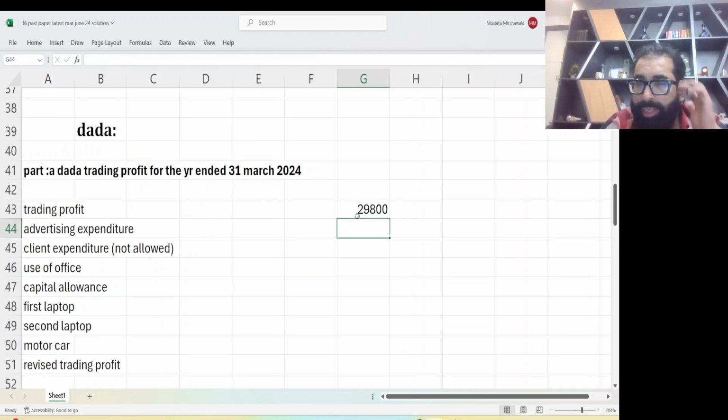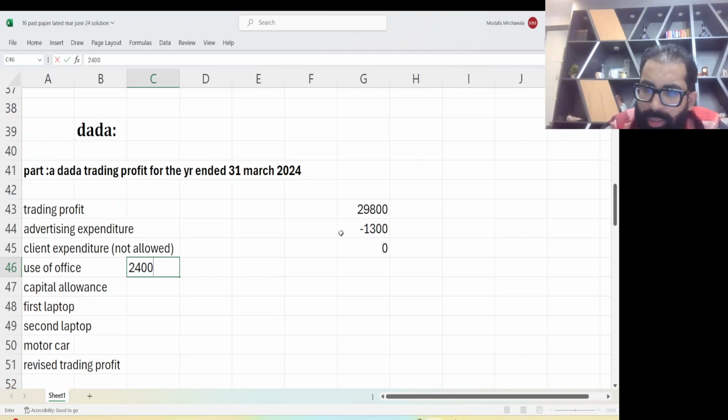Now the next part, you can see the question as well. Advertising expenditure was purely for business purposes, so it's an allowed expense: 1,300 advertisement expenditure allowed. But client entertainment for customers is not allowed, so it's 0. Then use of office: 2,400 times 1 divided by 6, which equals 400. So 2,400 times 1/6 is allowed.